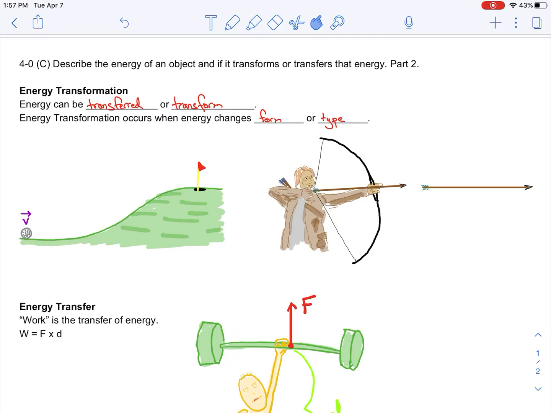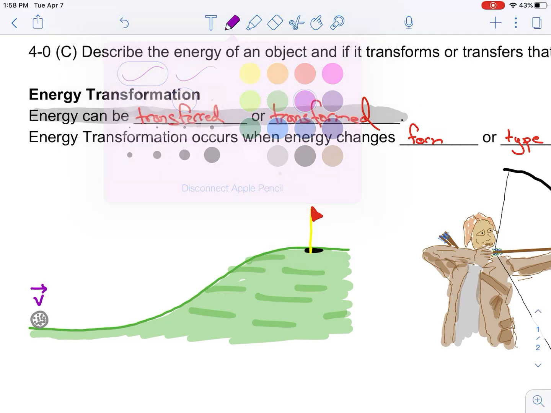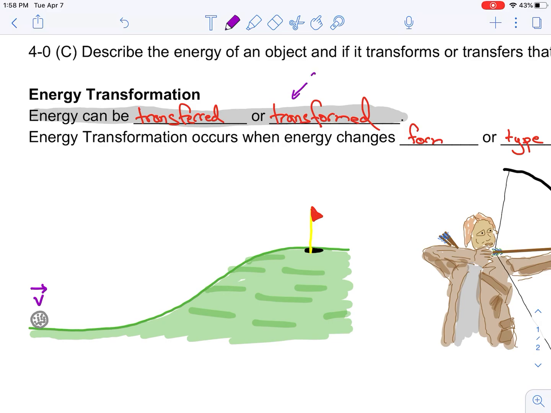All right, let's look at part 2, where we describe the energy of an object and how it can transform or transfer that energy. So, energy transformation is where we're going to start. And let's just recall that energy could be transferred or transformed. Let's just look at these two words here. The word trans means change, and the word form is like a type. So if you change type, that's transform. So energy transformation occurs when energy changes form or type.